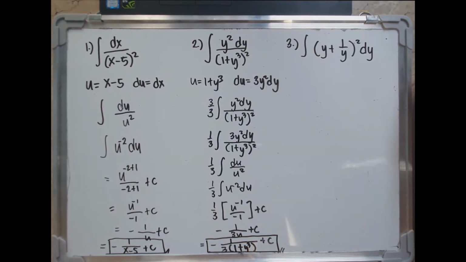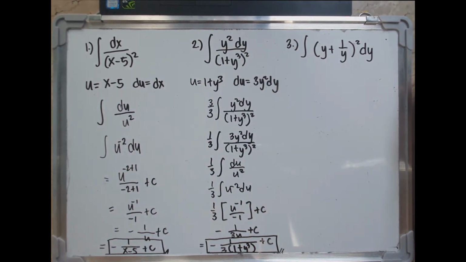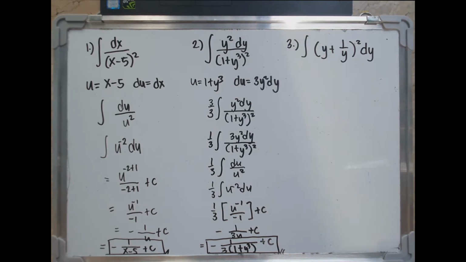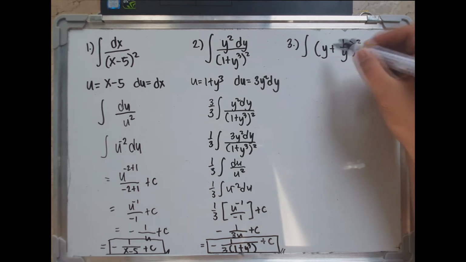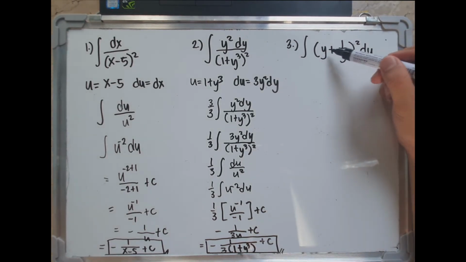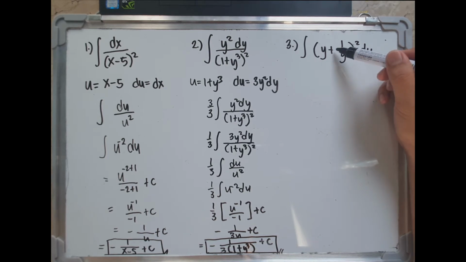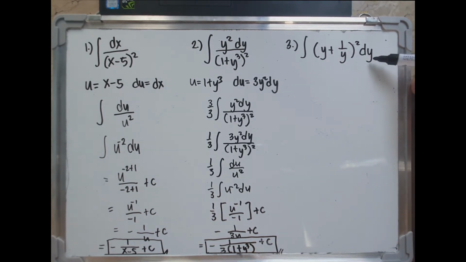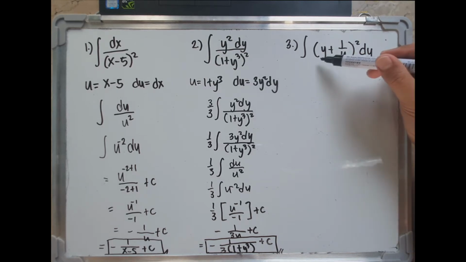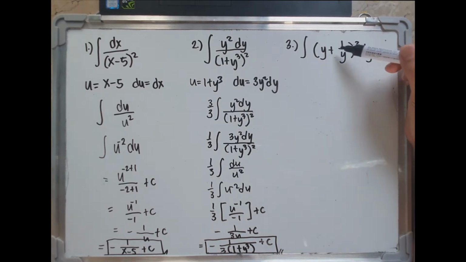Now proceeding to problem number 3, we have the integral of quantity y plus 1 over y, quantity squared, dy. Okay, so in this scenario, if we choose y plus 1 over y as our u, if we derive this one, this is not the derivative of this whole function. Okay, so what we're going to do is we will apply algebra first.